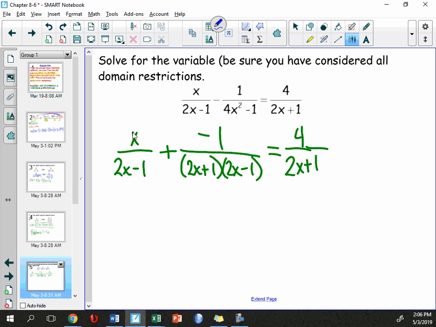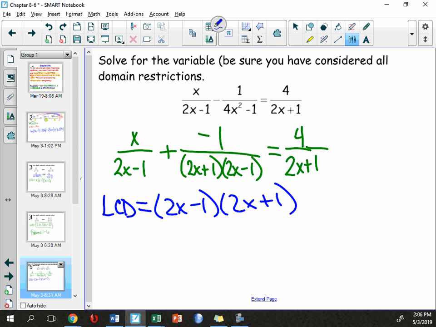Okay. Now, I need to find my LCD. Everything's factored. So what is my LCD? 2x minus 1 times 2x plus 1 is my LCD. Do we all understand that? Now, before we multiply the entire equation by my LCD, we're going to find our domain restrictions. Where do the domain restrictions always come from? The denominator. More importantly, the LCD.